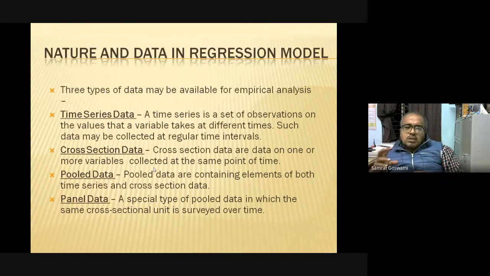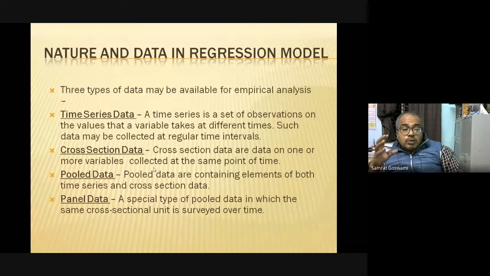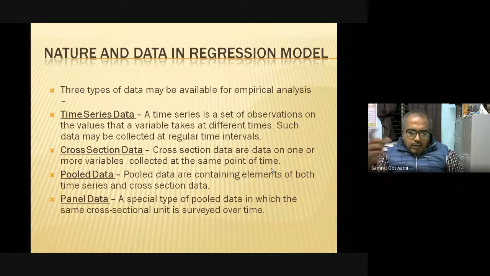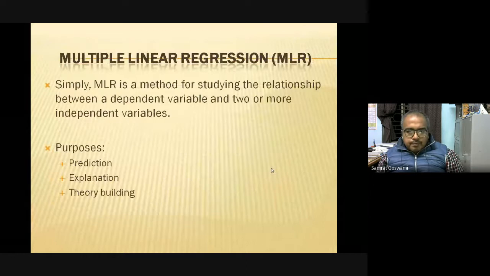Sometimes time series data or cross-section data are very small in nature. So in those cases, we may go for a pooling of those data, which is known as pooled data. The pooled data contain elements of both time series and cross-section data. And a very important data type is panel data, a special type of pooled data in which the same cross-sectional unit is surveyed over time. So if we are asking questions on particularly 3, 4, or 5 states over a period of time, then the combination of those states for the same period of time, one after another, gives you panel data.